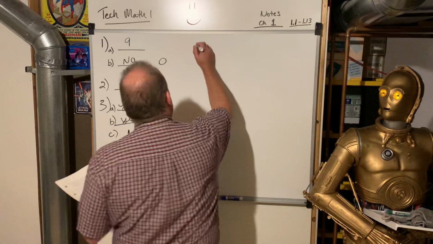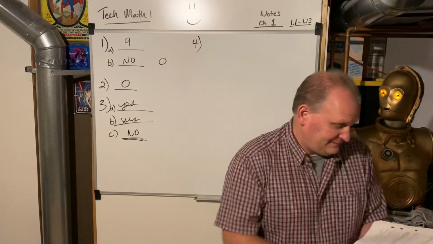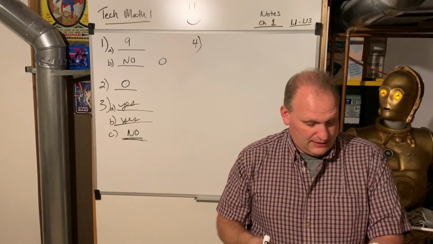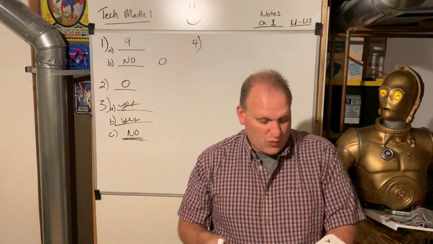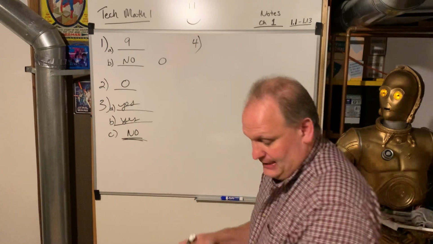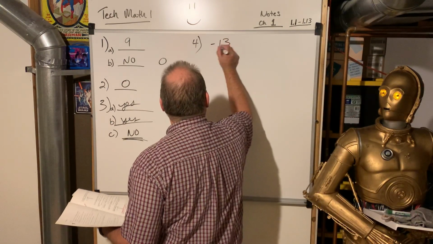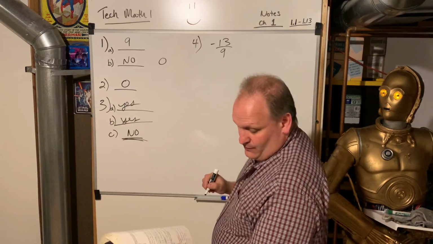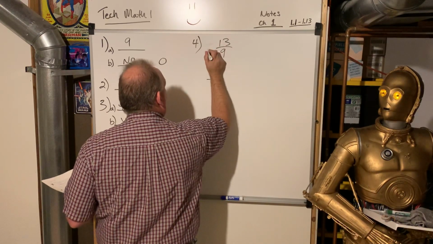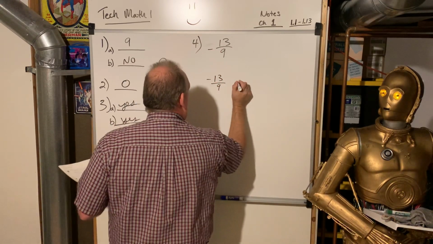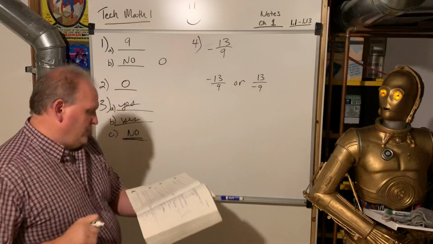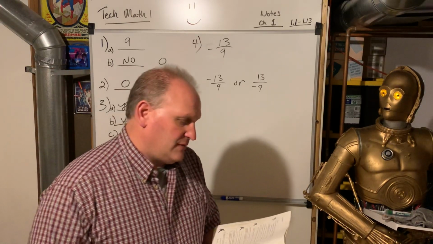All right, number 4. Another subset of real numbers is rational numbers, rational or fractional, right? Fractions. So let's see, negative 13 ninths can be written as, here's how they have it right now, the negative right there. We could say negative 13 over 9, or we could say 13 over negative 9. These all mean exactly the same. It really doesn't matter where you put the negative on a fraction.